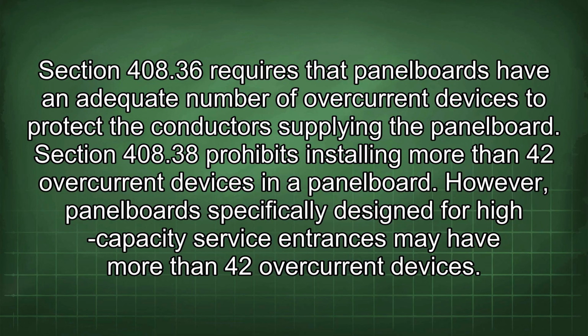Section 408.36 requires that panel boards have an adequate number of overcurrent devices to protect the conductors supplying the panel board. Section 408.38 prohibits installing more than 42 overcurrent devices in a panel board. However, panel boards specifically designed for high-capacity service entrances may have more than 42 overcurrent devices.